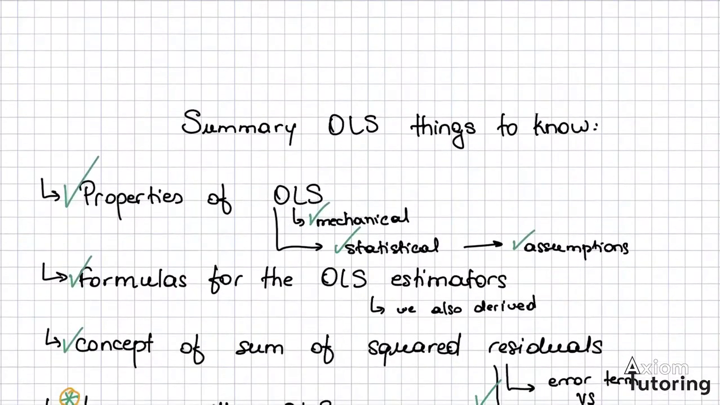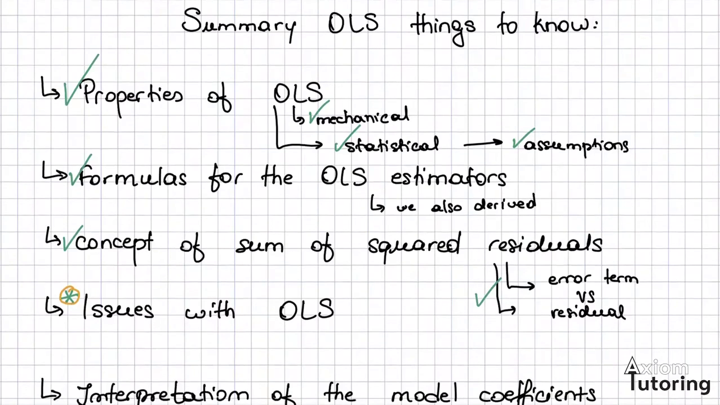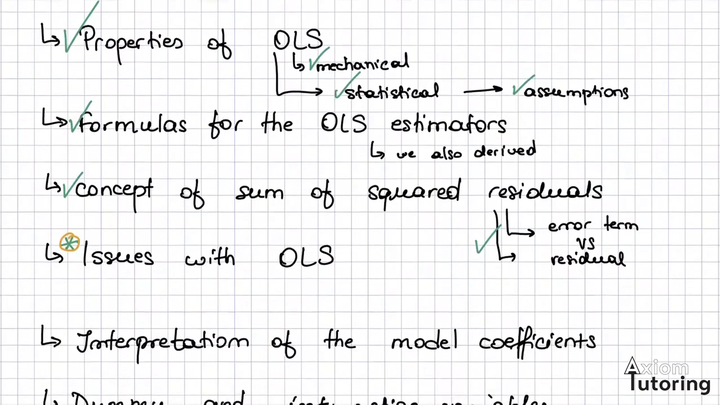So in terms of the plan that we had made at the beginning of this list, these were the things that you needed to know. Property of OLS, mechanical properties, statistical properties, and for statistical properties, the assumptions. And all of those we've seen in detail. We've seen the formulas for the OLS estimators, and we have derived them. We've seen the concept of the sum of square residuals. We've seen the difference between error term and residuals. We have not seen issues with OLS yet, but that is exactly the next thing that we need to do.